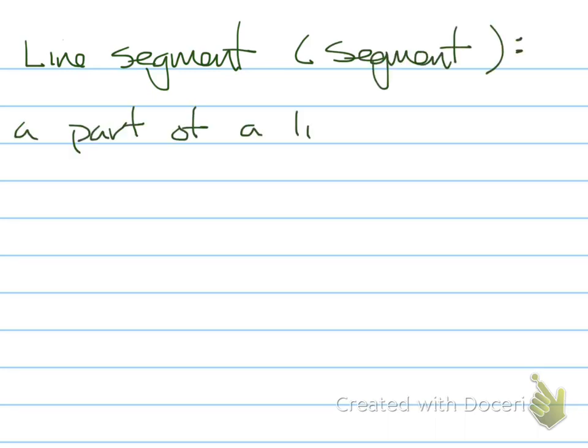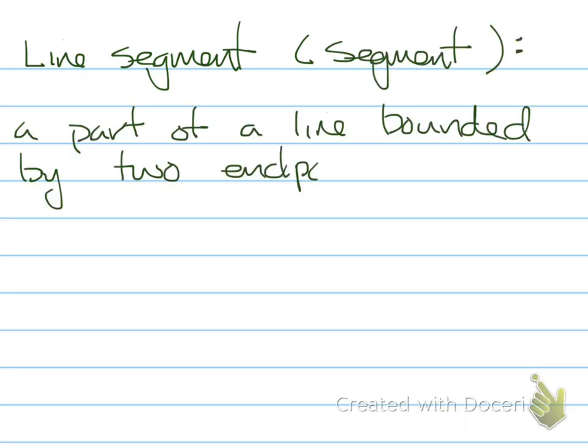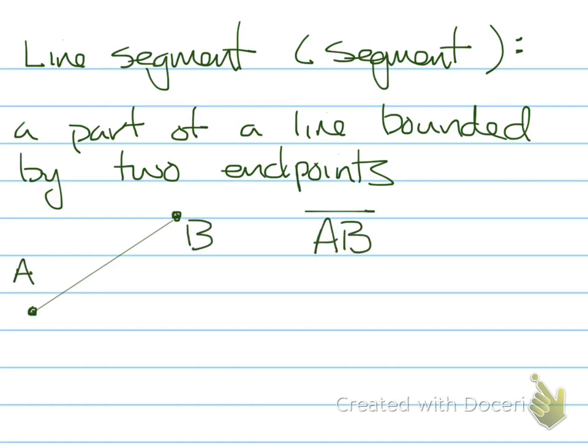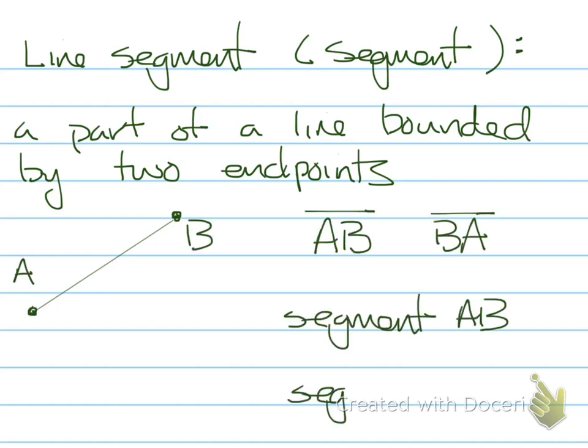A line segment or segment is a part of a line that is bounded by 2 endpoints. The way that you name a segment symbolically is you would use the 2 endpoints, the points at both ends of the segment, and then a bar with no arrows above it. Or you can write out the word segment and then indicate the 2 points at the ends of the segment.